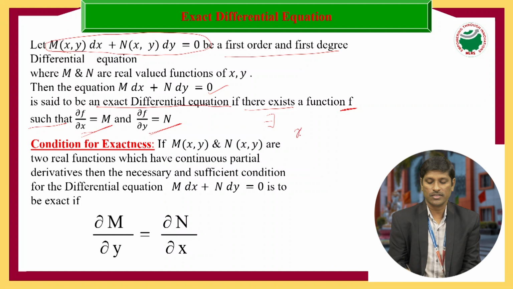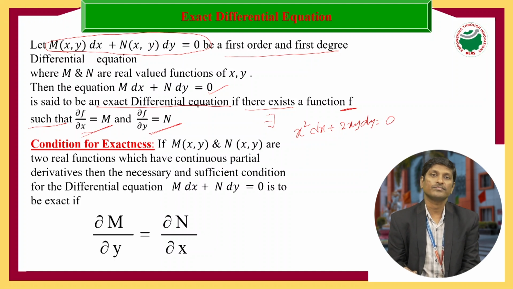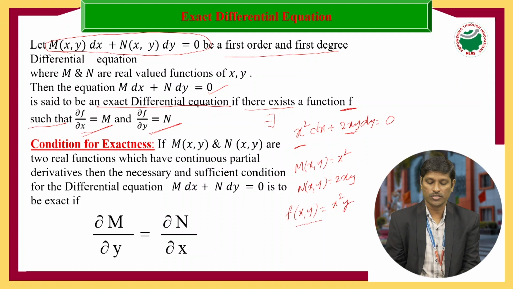Suppose we take the example here, x square dx plus 2xy dy is equal to 0. This is the given differential equation. For saying whether it is exact or not, first, is this in the form of M dx plus N dy equal to 0? Yes. So M of x,y is equal to x square and N of x,y is equal to 2xy. Now we have to choose the function. Here we choose f of x,y is equal to x square y. This is the function I chose.